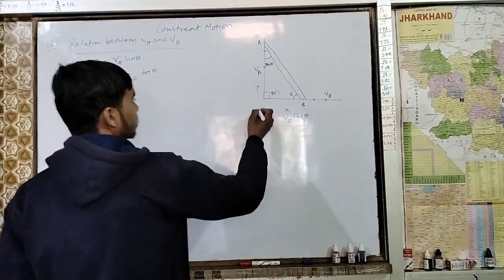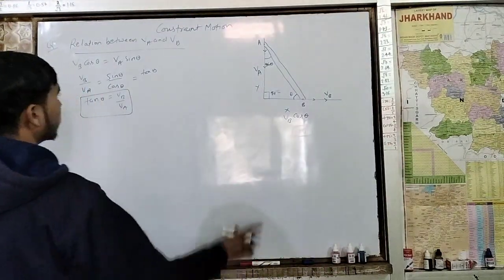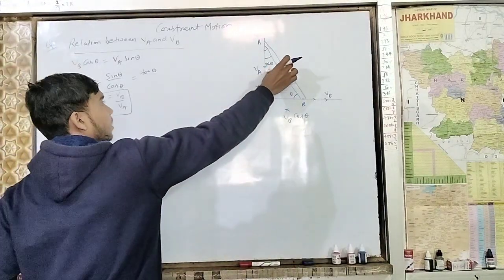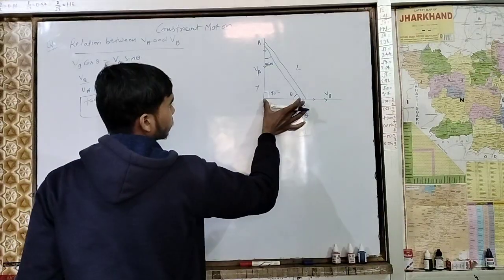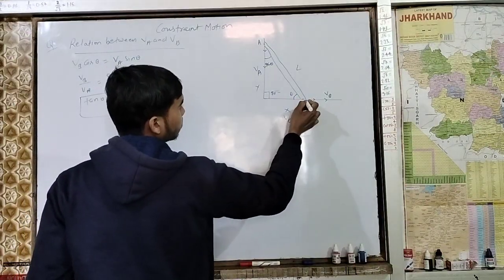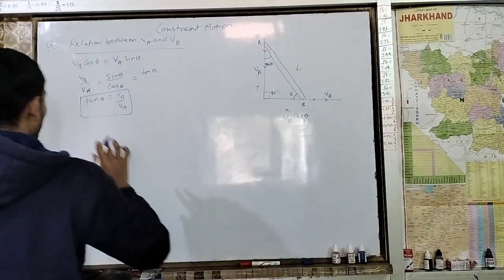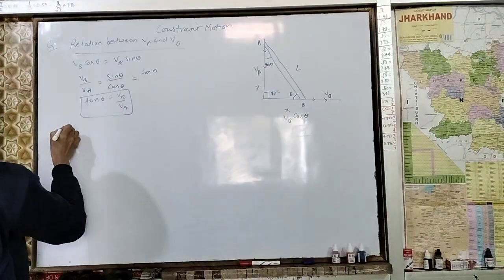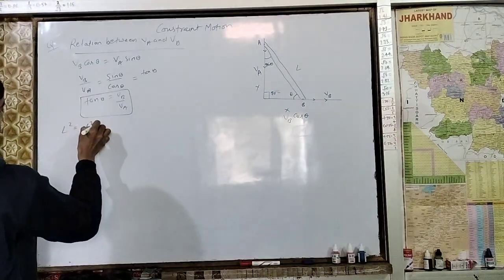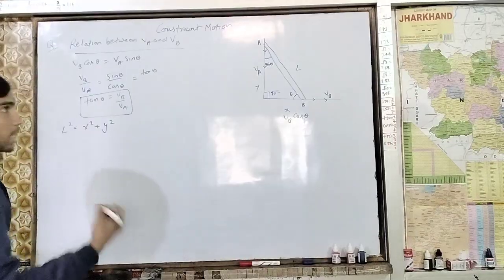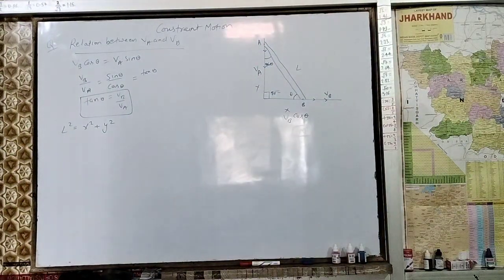As you know, this is a right angle triangle. Let's say the length of the rod is L. From the origin to point B is x, and from the origin to point A is y. So you can finally write like this: L square is equal to x square plus y square, where L is the hypotenuse.